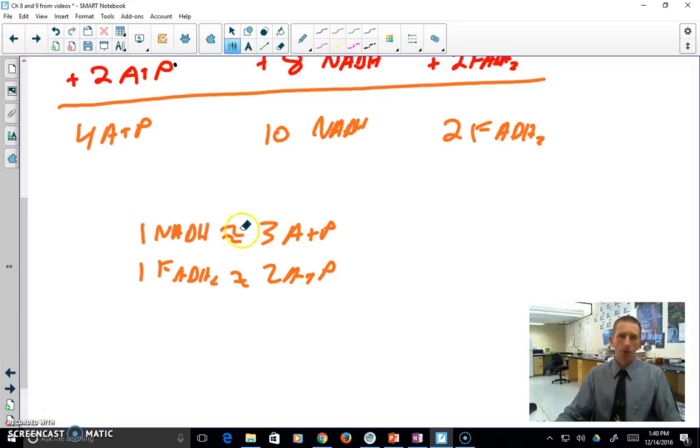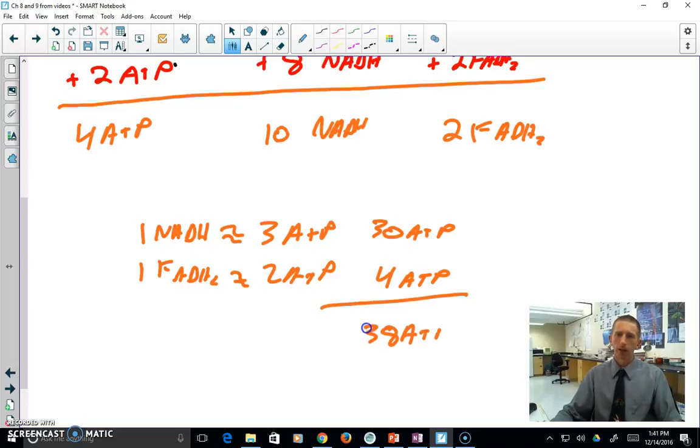All right, so hopefully you did 3 times 10. So just using the NADH, that's 30 ATP, right? And then 2 times 2, so that would be 4 ATP. So then if we add up all of our ATPs, 4 plus 30 plus 4, we get a grand total of 38 ATPs per 1 molecule of glucose, right? And that's it. So that's what you're going to see, 36 to 38.